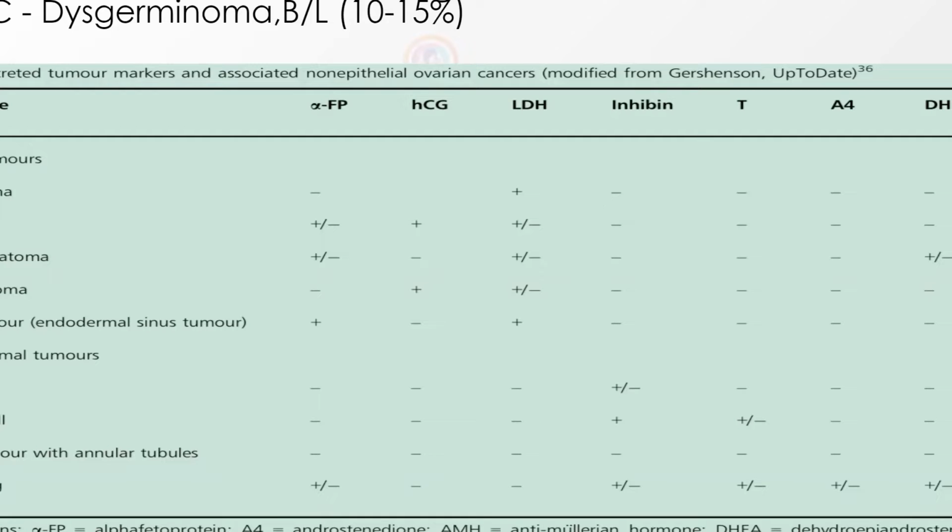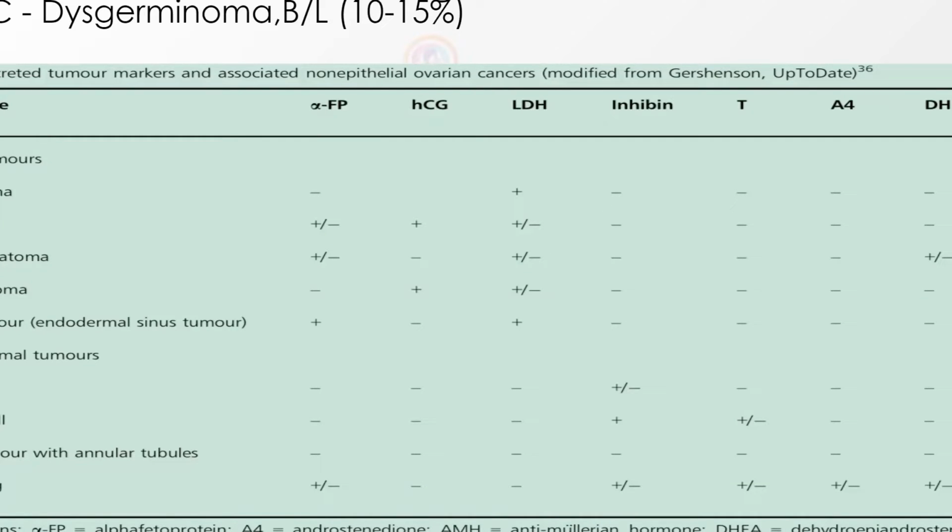In immature teratoma, both alpha fetoprotein as well as LDH may be elevated. And in choriocarcinoma, it is beta HCG. Yolk sac tumor, it is alpha fetoprotein again. Sex cord stromal tumors, among the sex cord stromal tumors, thecoma, you can have increase in inhibin.